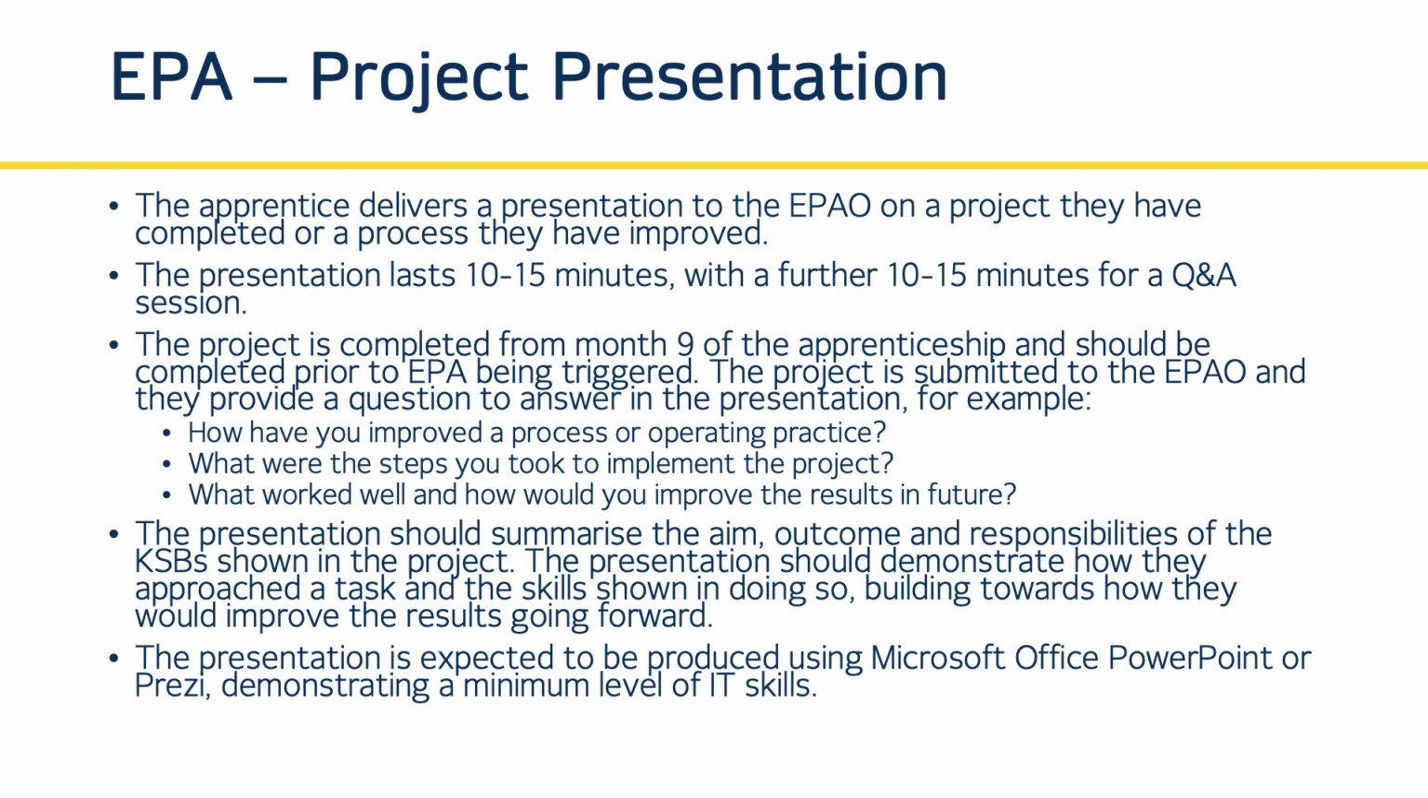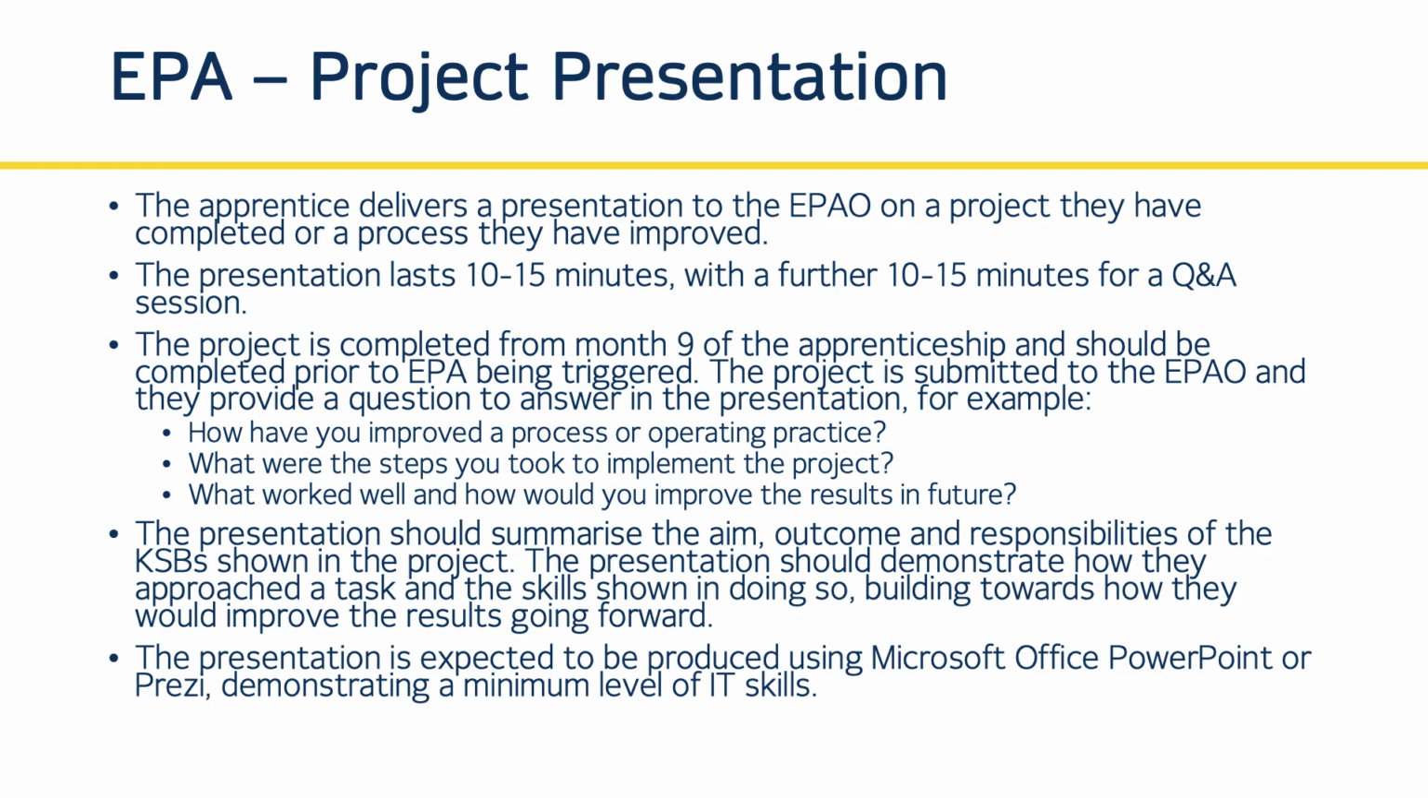The project which you complete should be around some sort of business process or change in the workplace, and you'll have 9 months at the start of your apprenticeship to identify an appropriate task. It should be around how you've improved the process, what steps you've taken to implement that project, what worked well, and what might change in the future, how this might impact the business going forward.